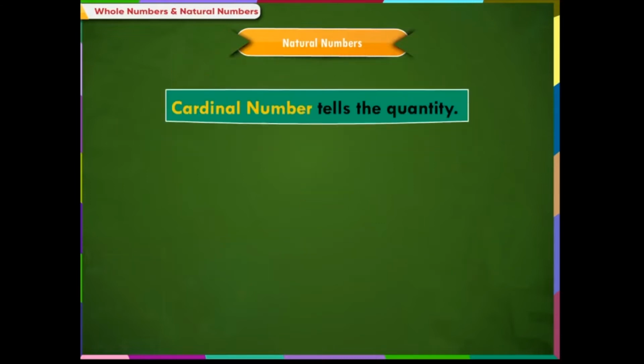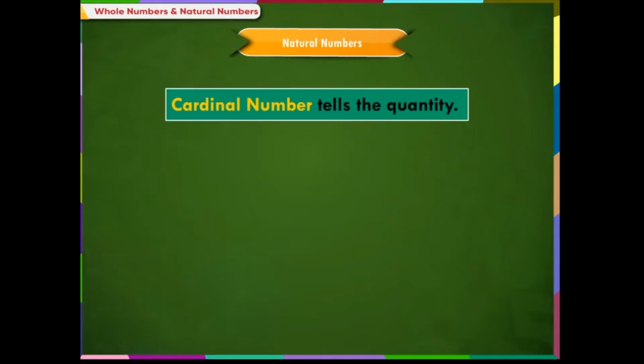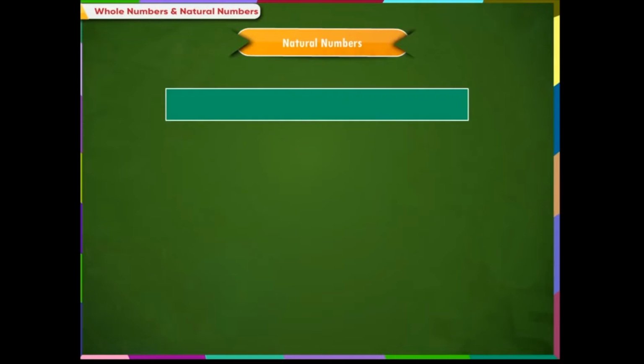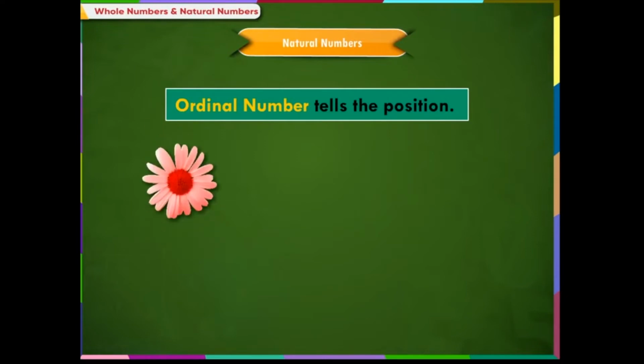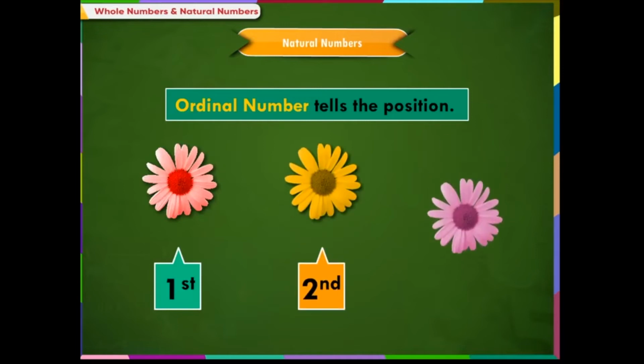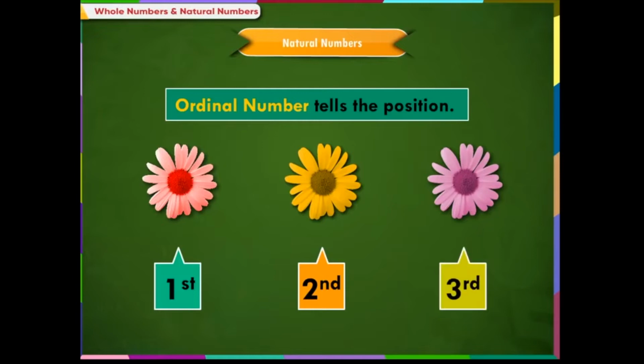A cardinal number tells the quantity. It answers the question how many? For example, how many flowers? How many books? Etc. An ordinal number tells the position of an object in a sequence. For example, the red colored flower is the first. The yellow colored flower is the second. The pink colored flower is the third, and so on.